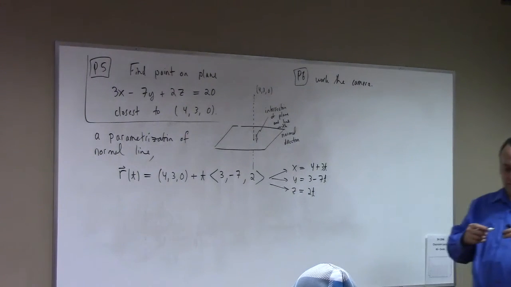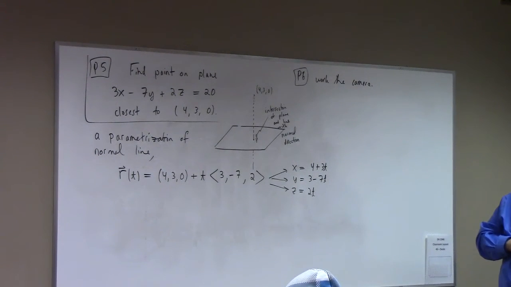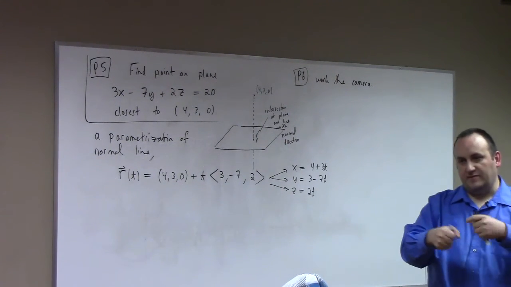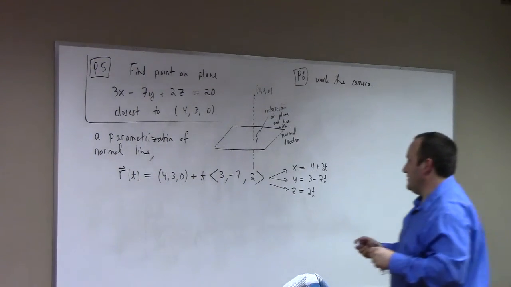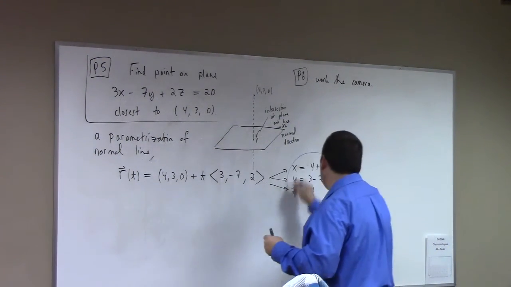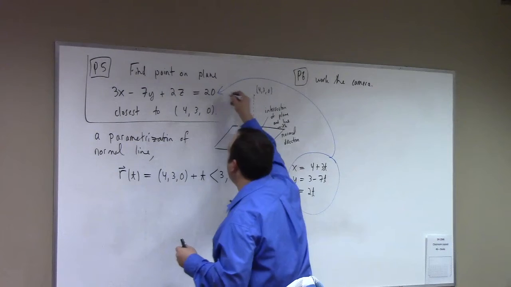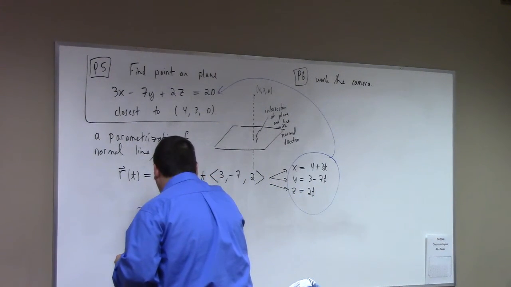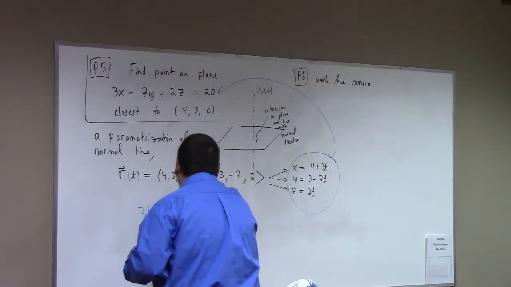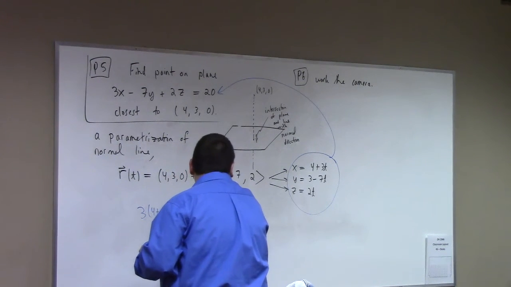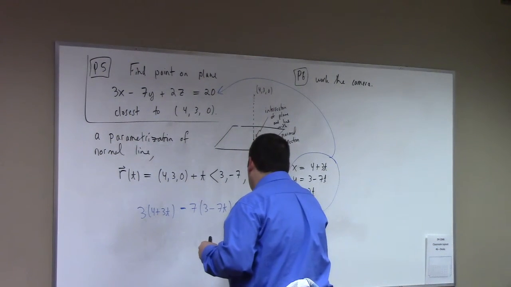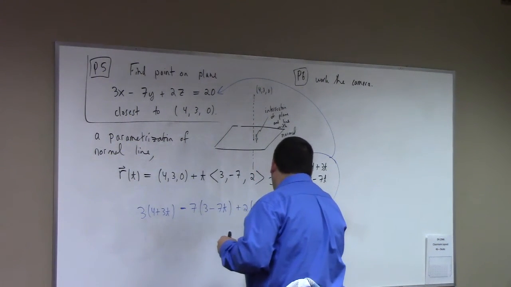So if I'm looking for the point of intersection of that line and the plane, it's where those parametric formulas satisfy the equation of the plane, right? So all I got to do is plug those in to the equation of the plane. What's that give me? That gives me 3 times (4 plus 3t) minus 7 times (3 minus 7t) plus 2 times 2t is equal to 20.